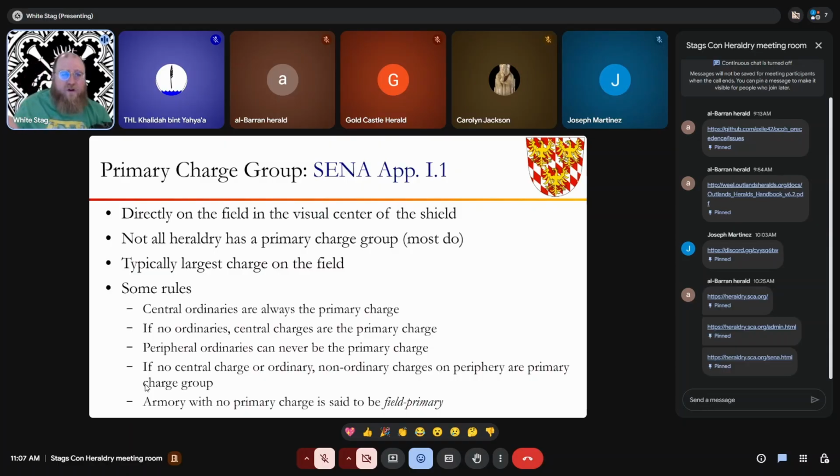So the primary charge is a charge which exists directly on the field in the visual center of the shield. Most armory has a primary charge group. The exception is certain types of designs you'll see at the very bottom here under the rules section: armory with no primary charge, we say it's field primary. And there are specific examples of that, which I'll talk about here.